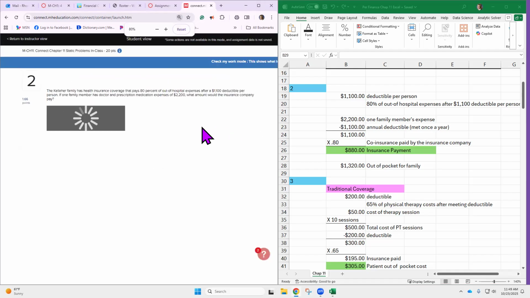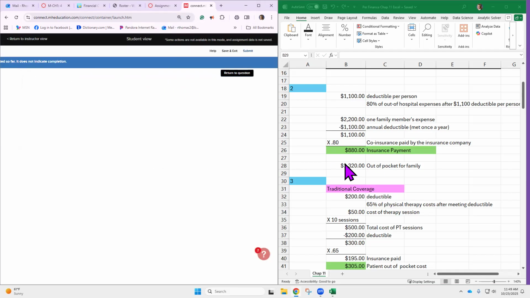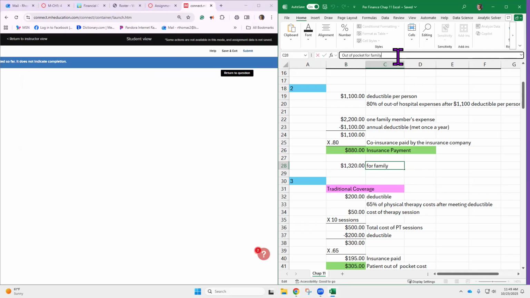Okay, $880 because they had that deductible and then they had the 20%. So one more time, the out of pocket is the deductible plus the 20% copay, or co-insurance.